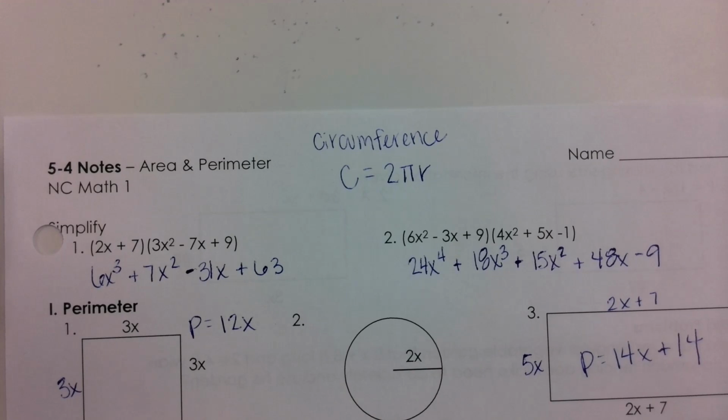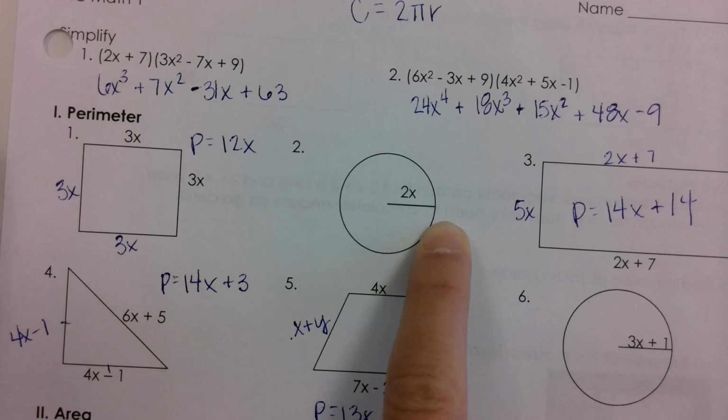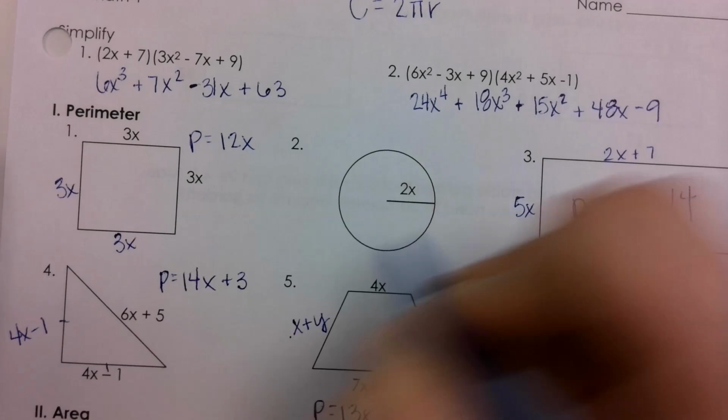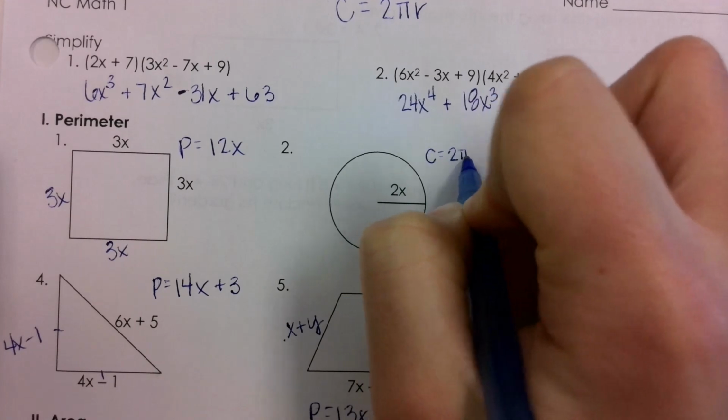We are given our radius in number 2, right? Because it just cuts from the center to the outside. So we're going to do 2 times our radius times pi. And that's going to give us our circumference. Is that okay? Okay, so I'm going to write that out. We're going to say C equals 2 times pi times your radius. And what is our radius there?